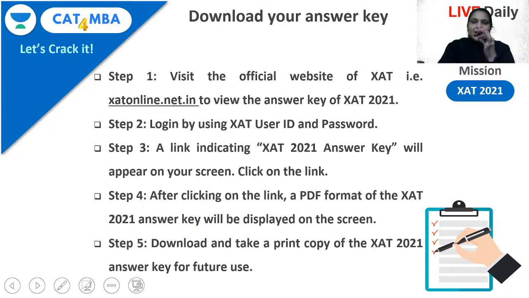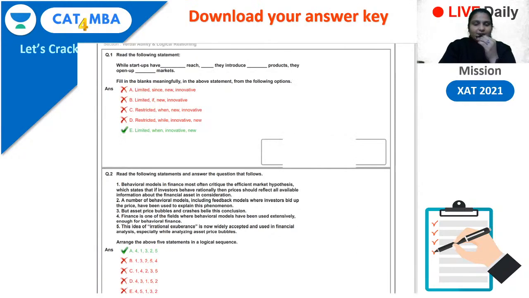First step, go to the XAT official website and you can view your answer key for XAT 2021. Put in your user ID and password and you will get the XAT 2021 answer key link, and you can download it in PDF format. It will have your answers marked. Whether your answer was right or wrong will be marked in the answer key based on your XAT response sheet. So it will look something like this.